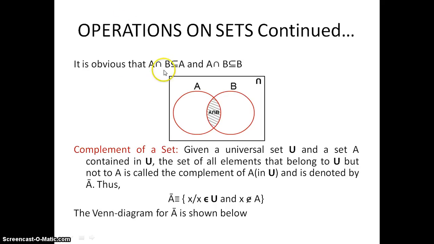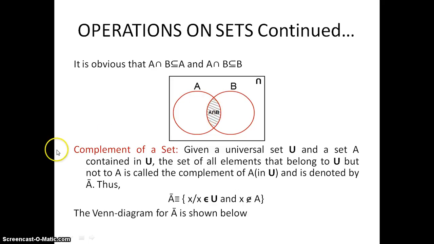Hence the result, that is, it is obvious that A intersection B is a subset of set A and A intersection B is a subset of set B, and this is the Venn diagram with respect to the intersection of sets. That is, you are going to write the common elements of set A and set B in the shaded part. This denotes the operation intersection of sets.